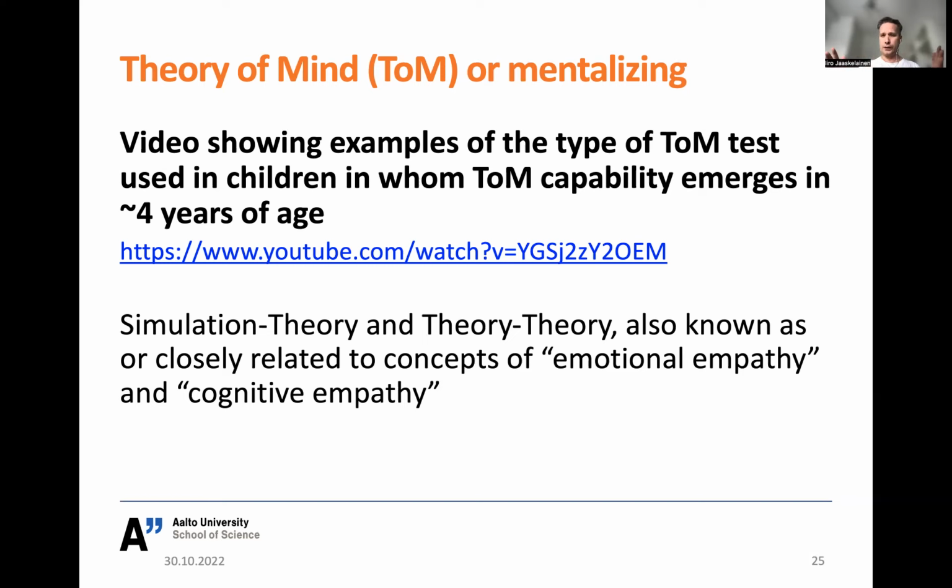And then theory theory, it's an alternative mechanism where we use this knowledge of how people in general act in different circumstances, and this general semantic knowledge about how others behave. This is used when we interpret actions by outgroup members. And okay, so this is the division of the theory of mind processes into simulation theory and theory theory.